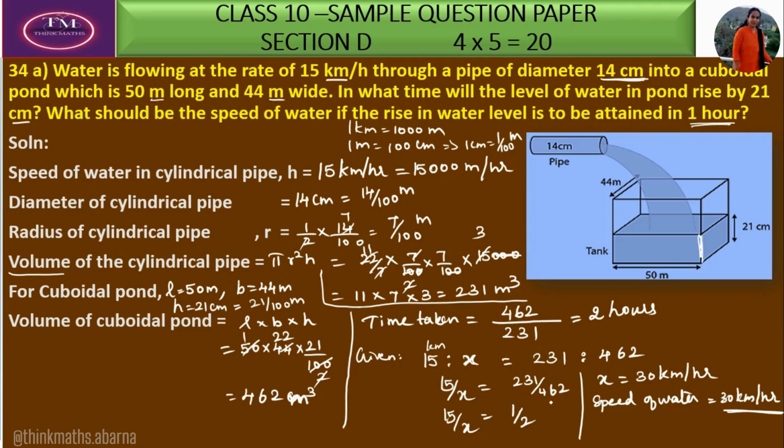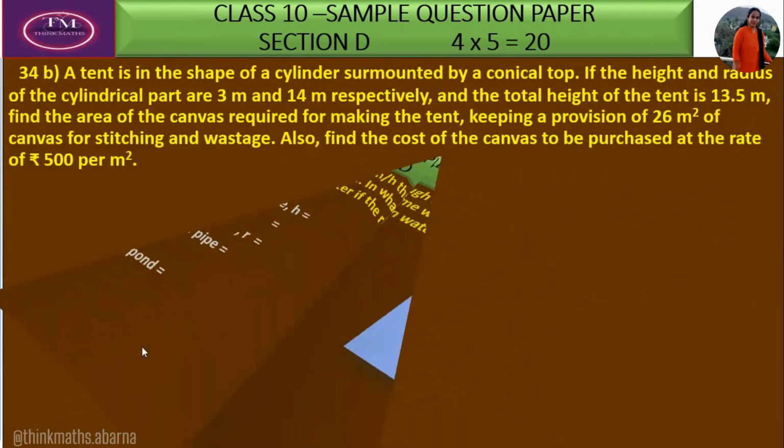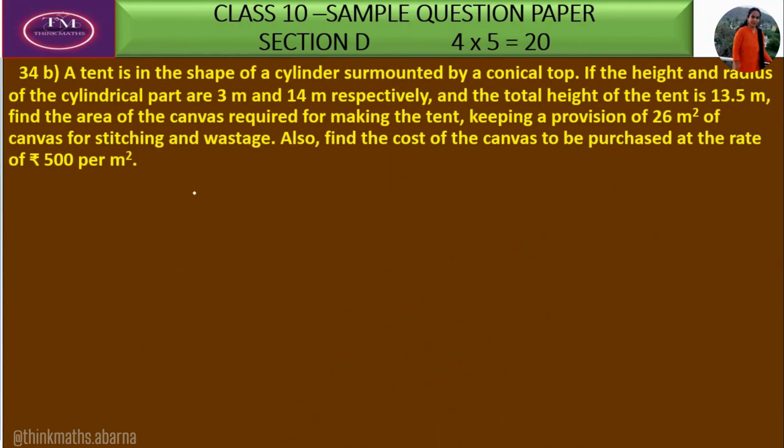Okay children, I hope you can understand this problem. So moving on to the next part. This is your internal choice question. We have answered the first choice A. Now we are going to move on to the second choice. So here what is given?